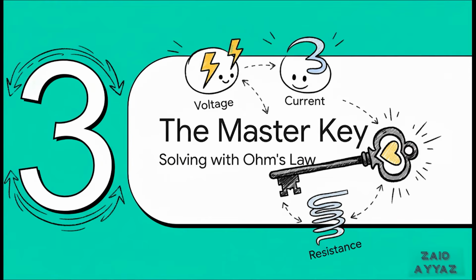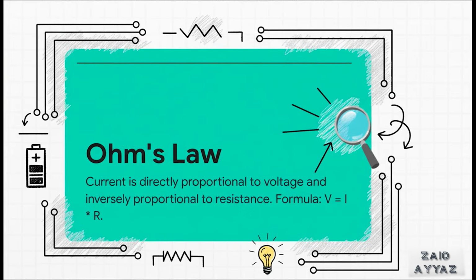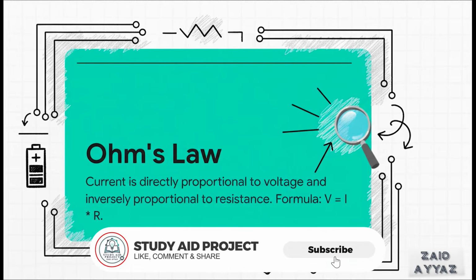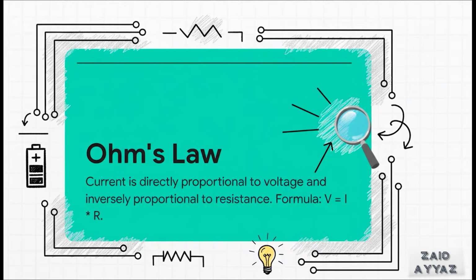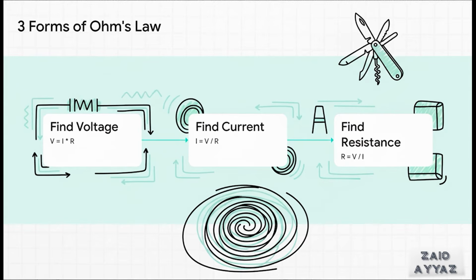So, we've met our three main players: voltage, the push; current, the flow; and resistance, the brakes. But how do they all work together? How are they related? For that, we need the master key for all of basic electronics. And this is it: Ohm's law. It looks super simple, but this little formula, V equals I times R, is the absolute foundation for figuring out pretty much any basic circuit. It's the rule that connects all three of our players together. And the really cool thing is, with just a little bit of basic algebra, you can flip this formula around to solve for anything you're missing. If you know two of the values, you can always find the third. It's like a Swiss Army knife for circuits.